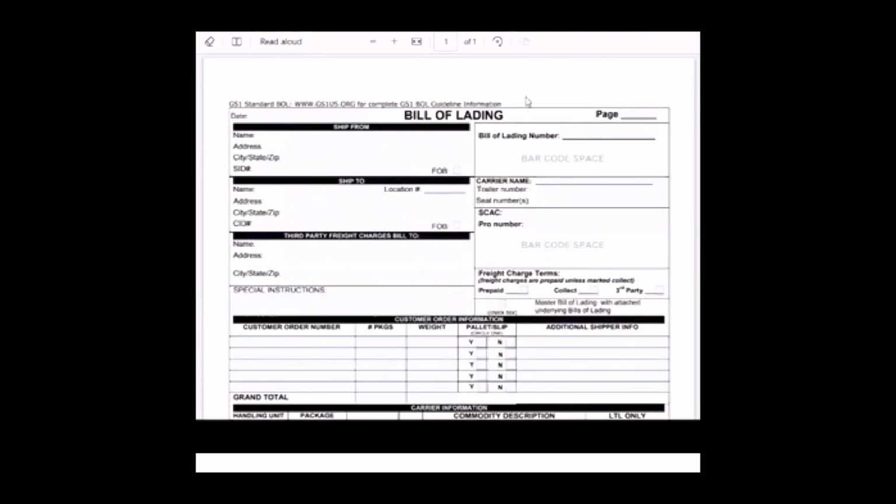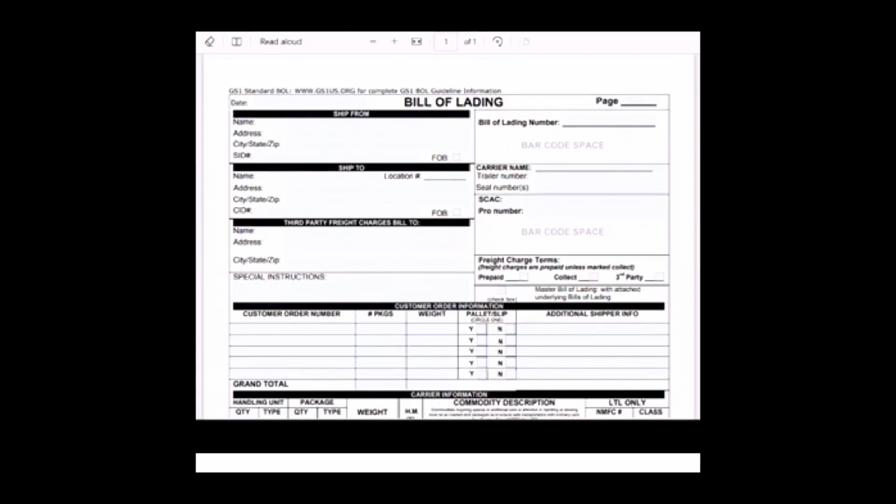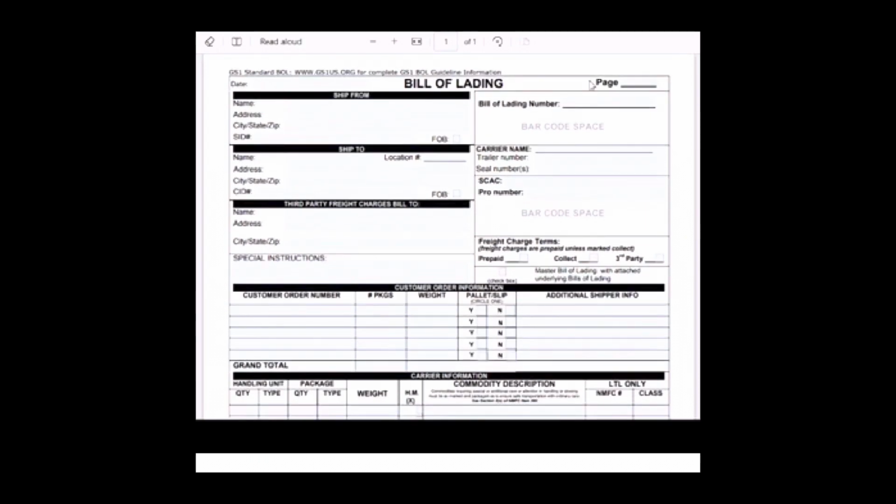Next, we have the BOL, which is the bill of lading, which when it is signed, it becomes POD, which is proof of delivery. Now, right here would be that BOL number that we saw in the rate con. That would be right here. Then you got the shipping information. You have the carrier's information here.